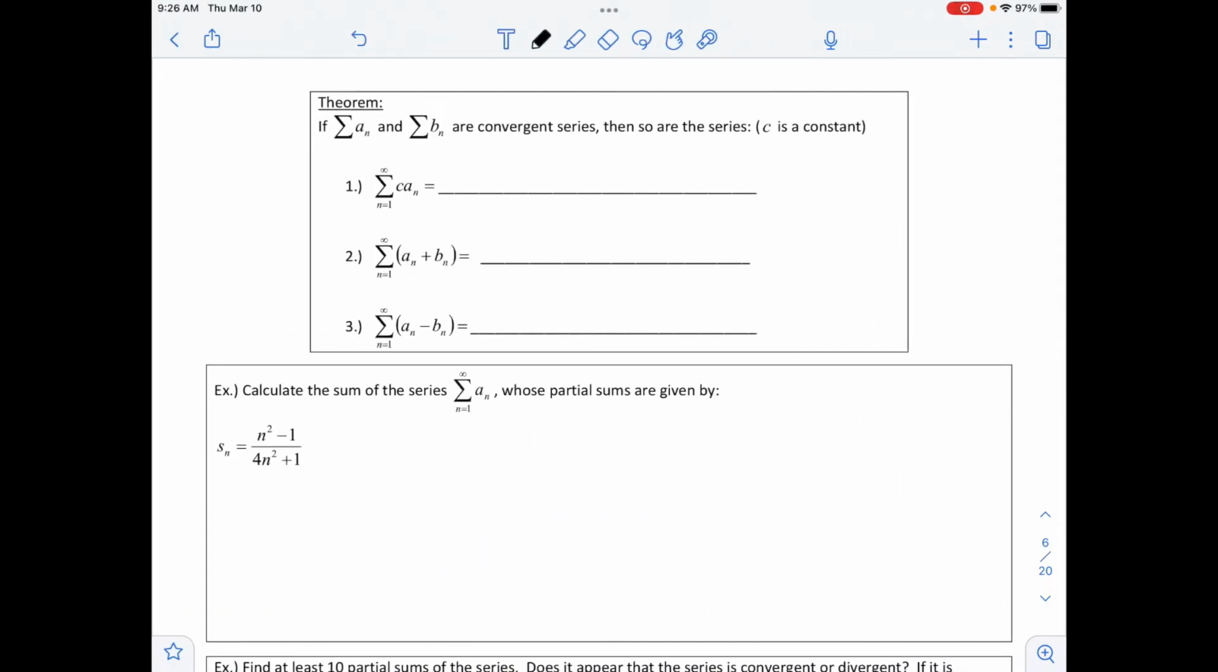On the next page, we have a theorem that says if the sum of a sub n and the sum of b sub n are convergent series, then so are the series, and also considering c to be a constant. So the first is c times the sum from n equals 1 to infinity of a sub n. And likewise, the sum of a sub n plus b sub n. If they are convergent series, then we can take the sum of each of these individually. And similarly, instead of summing them together, taking the difference or subtracting.